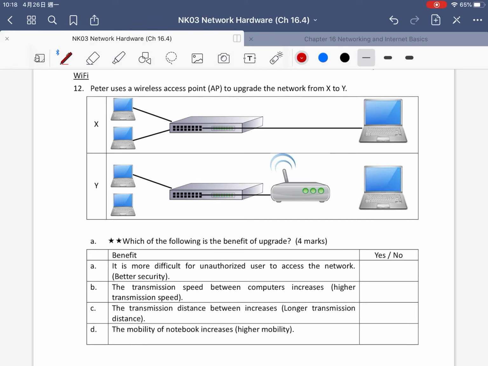So there is a Wi-Fi network. Peter set up a wireless access point to upgrade the network from X to Y. The major difference is this part: the computer connects to other computers using the wireless signal. Wireless. So what are the advantages? It gives mobility. The user can take the notebook anywhere because there is no cable.